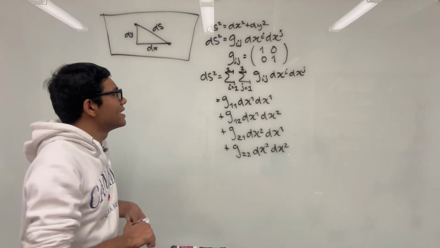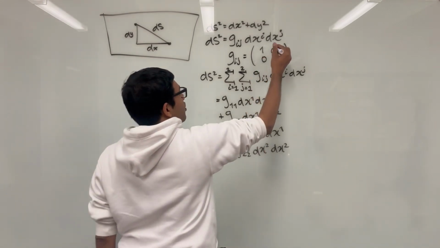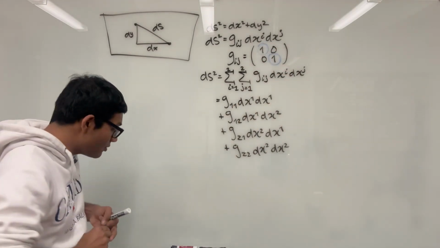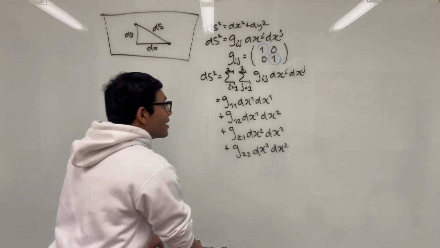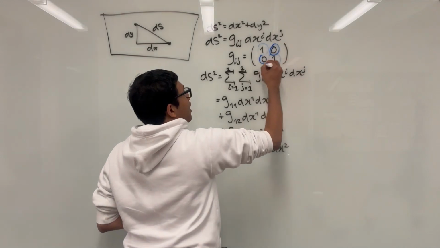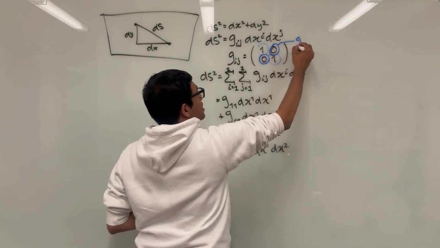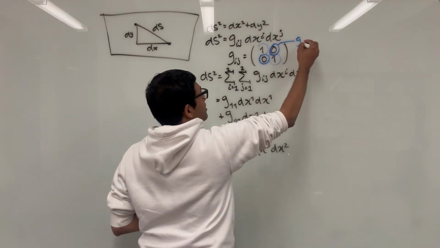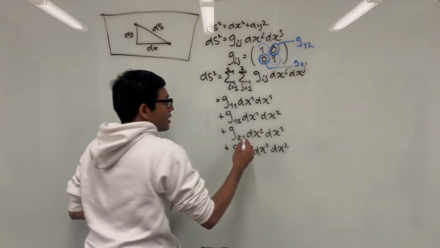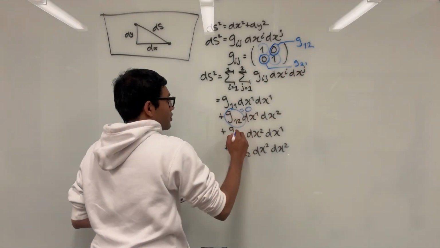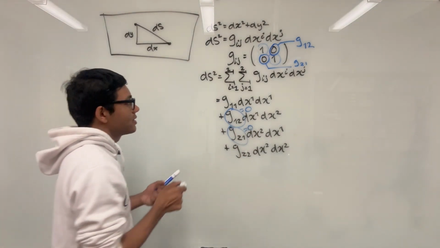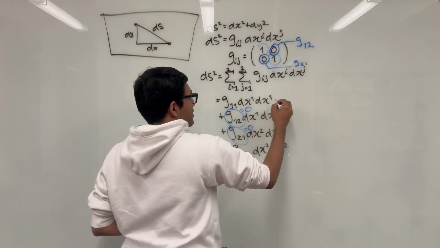Now notice that because this metric is only diagonal, the off-diagonal components are simply 0. So what does that mean? That means that all of these terms are 0. So this is the first row, second column, so the g_12 term and the g_21 term, these guys are both equal to 0, right? And so that means we're just left with these two terms.